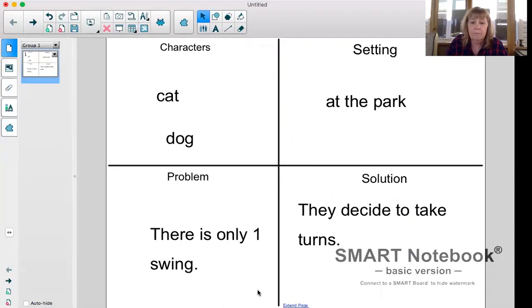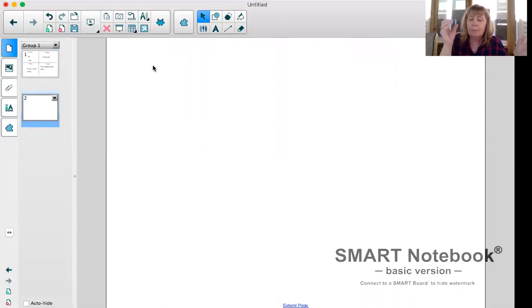I have my 4 square. I have my idea. I have my characters, my setting, my problem, my solution. So now the next thing I'm going to do is start my writing. Now I'm going to take that and put those things together. But I don't want to just say, once there was a dog and a cat. They went to the park. There was one swing. They decided to take turns. That's kind of a really boring story. I got to get some action. I have to have them work through that problem. I have to show how they talk to each other and how they interact with each other. So here's how I would start my story.